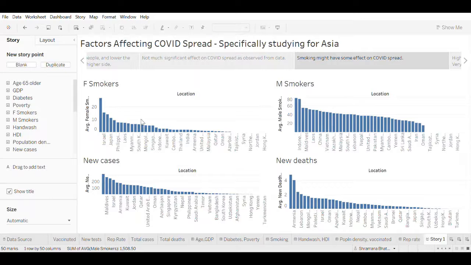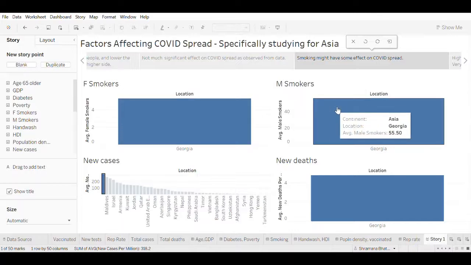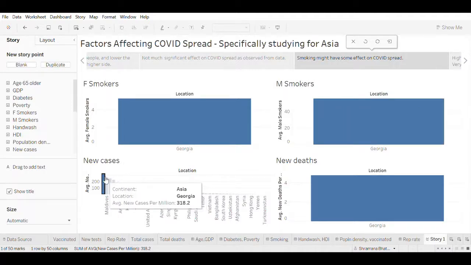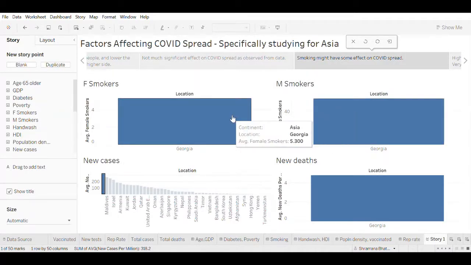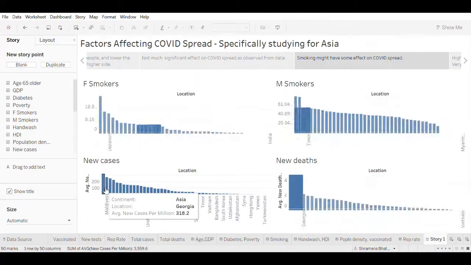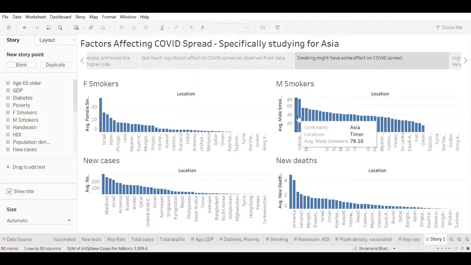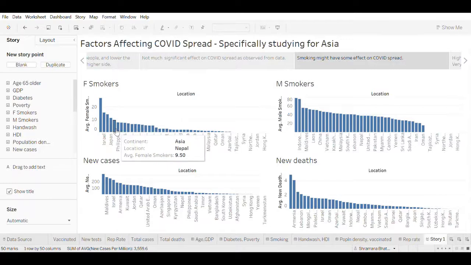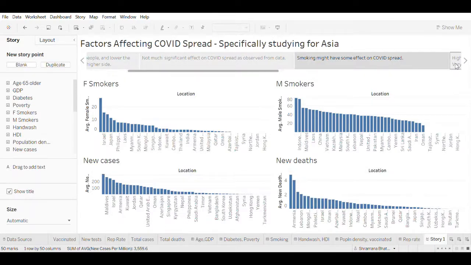Let's check for Georgia. What's the scenario for Georgia? 55. So you can see that Georgia has very high new cases. Its male smoker and female smoker population proportion is on the higher side, right? Though we did not find much satisfactory information for Timor, for Georgia, see, it's here, third highest population proportion of smokers, and for females also it's on the higher side. Okay, so we can say maybe it has some significant effect.